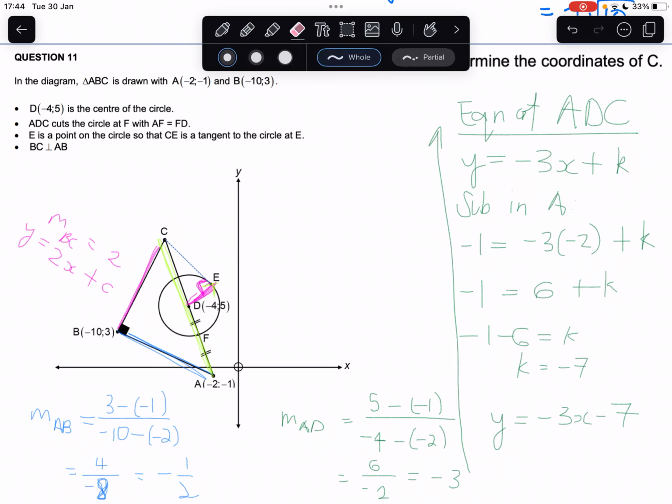Don't waste space. So this is y equals negative 3x minus 7. Okay. I don't know what I'm doing. I don't like this feeling, not knowing what I'm doing. Okay, anyway, done having a sob party for myself.